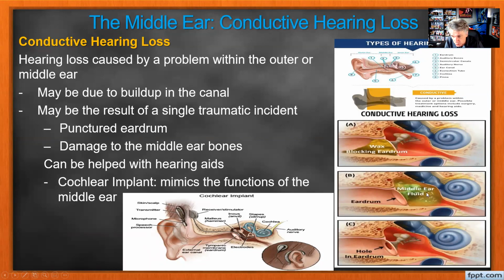Sometimes you can have some fluid that develops into the inner ear. Sometimes you can have some wax. And again, with those Q-tips, you keep pushing and pushing, and it's going to block the eardrum and stop the hearing as well. So conductive hearing loss is immediate hearing loss, usually due to injury. Now, a way to get past this could be a cochlear implant, which mimics the functions of these things right here, but it's usually a single traumatic incident that would require surgery to fix.